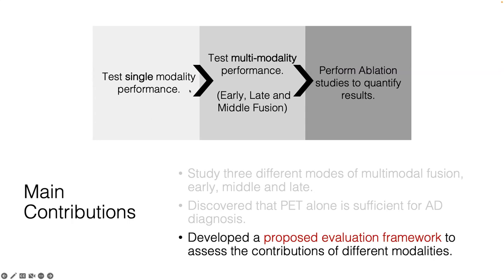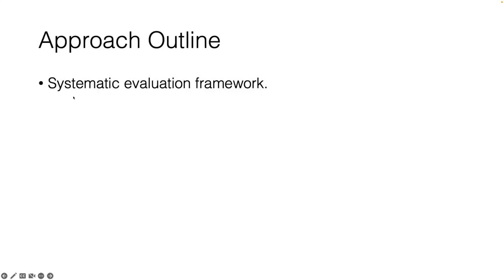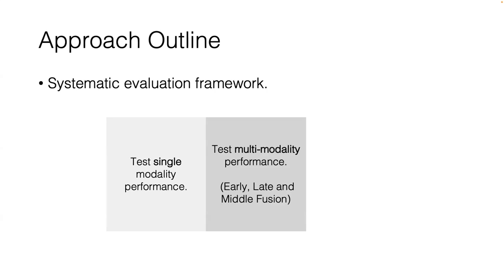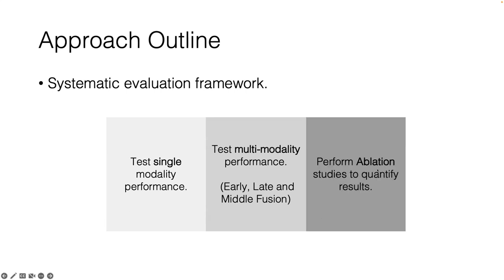This framework is a new thing that this paper introduces, and it is a systematic evaluation framework, in which we first start with testing single modality performance, whether it be MRI or PET. We test those first. Then we test the multimodality performance using early, late, and middle fusion. And then we use that and perform ablation studies to quantify the importance of each modality, whether it be MRI or the PET scans.